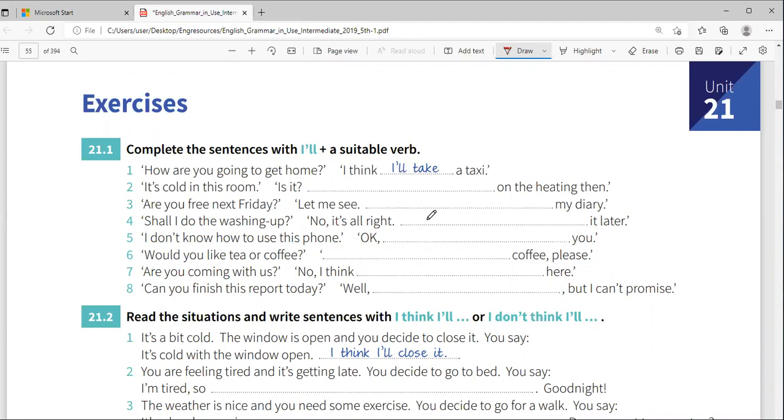Anybody to try number 6? Would you like to? Yes, Shamsa. Would you like tea or coffee? I will take coffee, please. Okay, I'll take coffee, please. Thank you. So that's all.